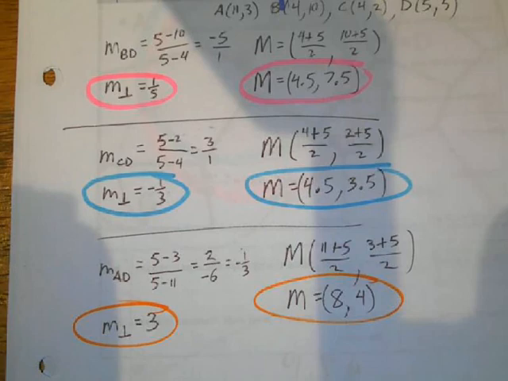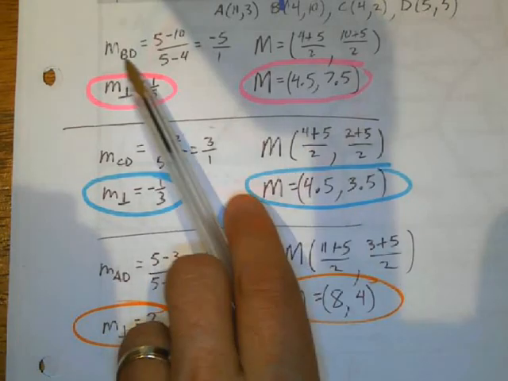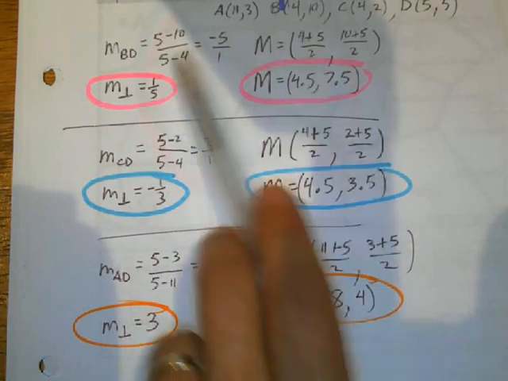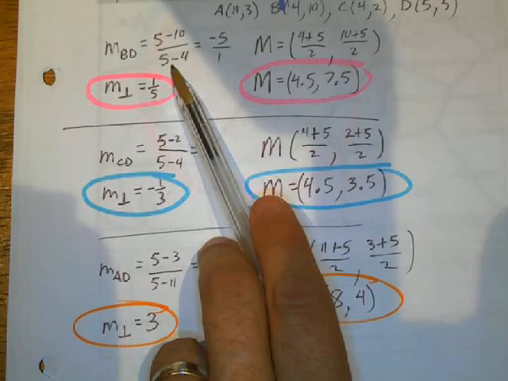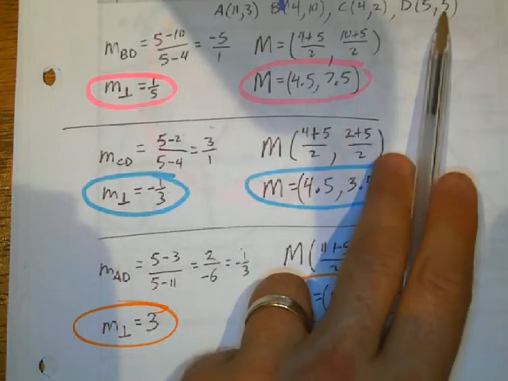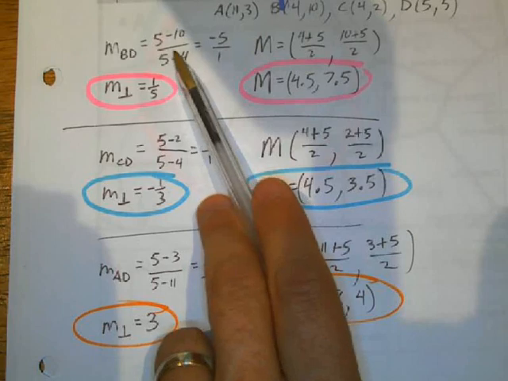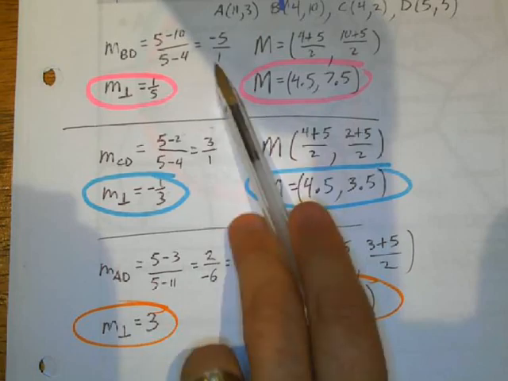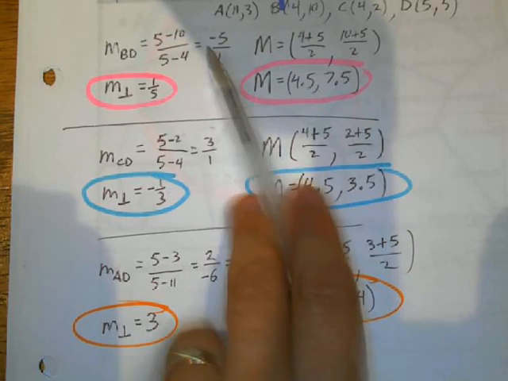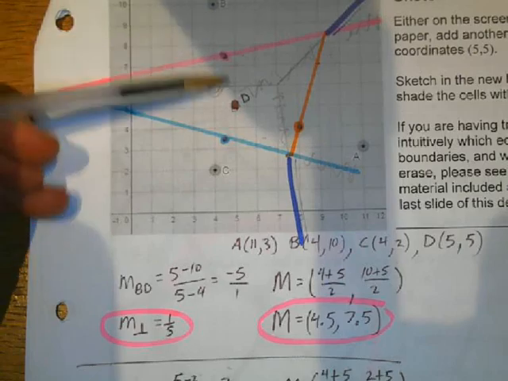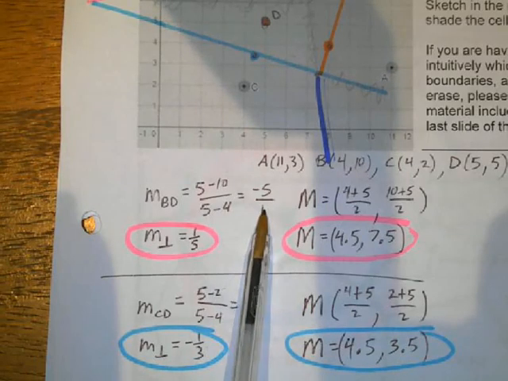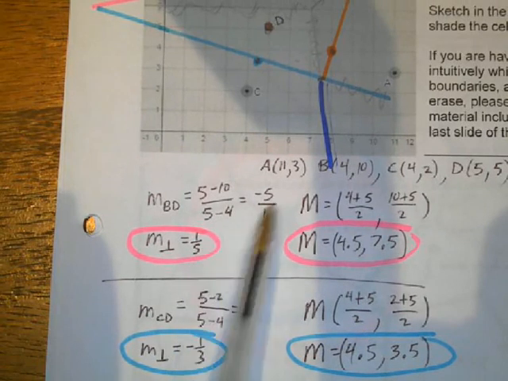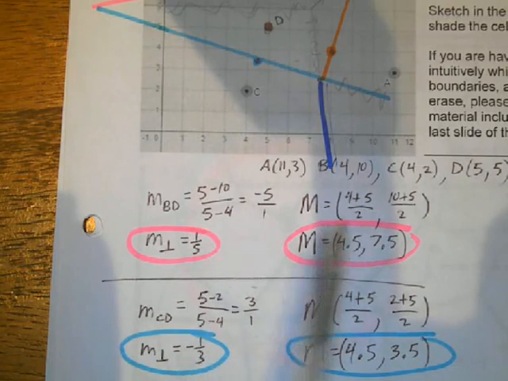So between B and D, to figure out the slope, we do change of y over change of x. So 5 minus 10 in the numerator divided by 5 minus 4 in the denominator. And so the slope between B and D is going to be negative 5. So the perpendicular slope is going to be positive 1/5. So the sign changes and it's the reciprocal. Okay, and then I take the averages of the 2 points.